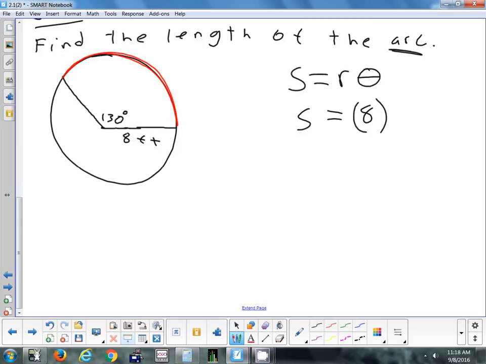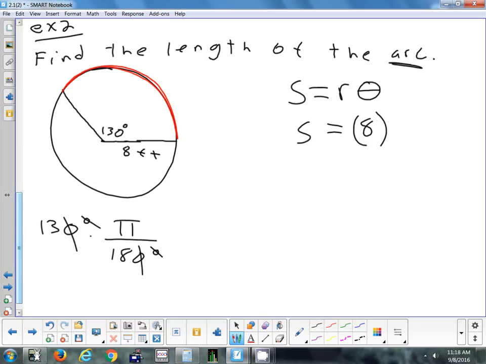John, can you remind me how I convert that? Pi over 180. If I want, I can divide top and bottom by 10. So that's 13 pi over 18 radians. Okay, don't even worry what it is as a decimal. We don't need it.